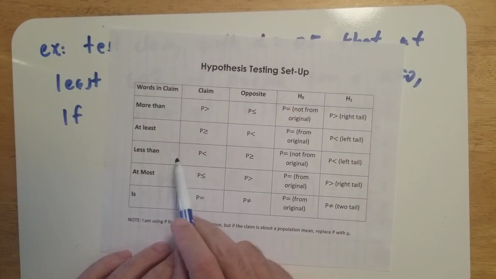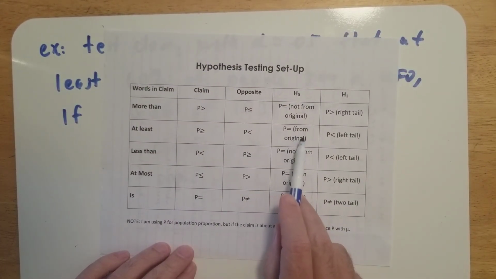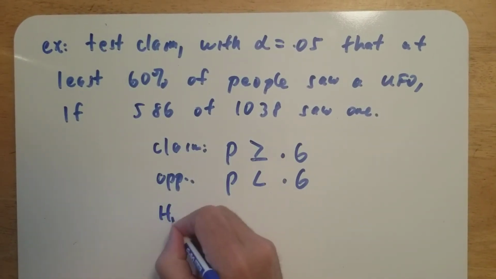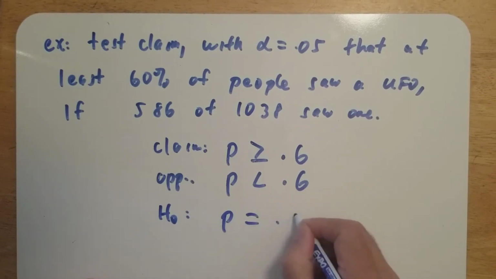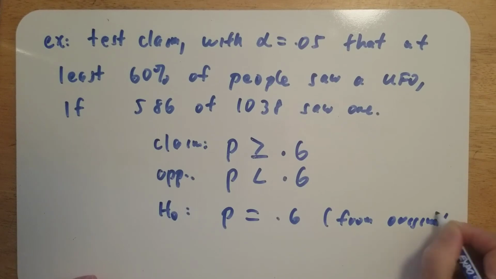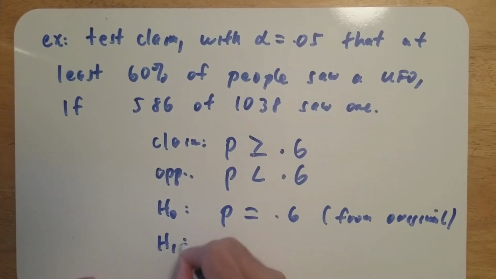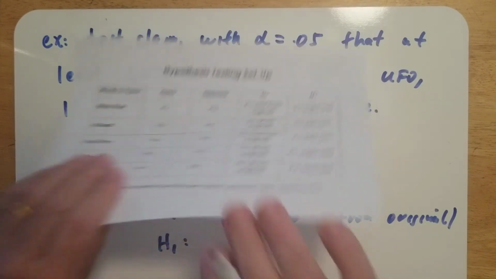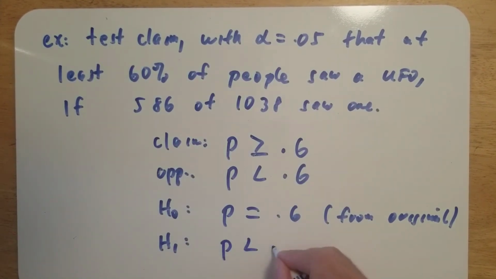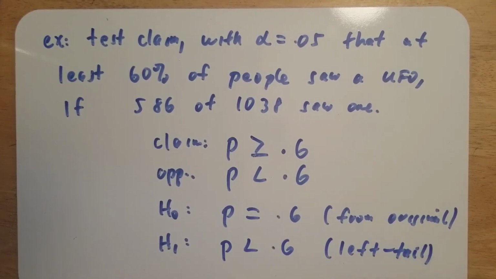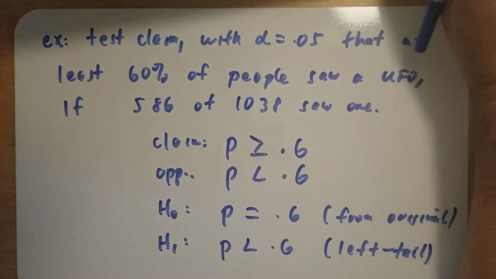The null hypothesis, H null, P is equal to 0.6, and now this is from the original claim. And the alternate hypothesis, H1, P is less than 0.6. And again, this is a left tail test. So there's the setup. And now I'm going to go to the calculator.